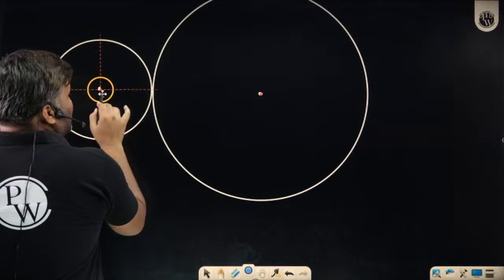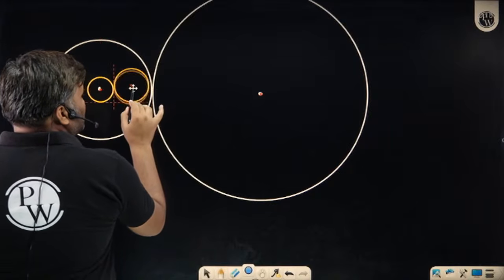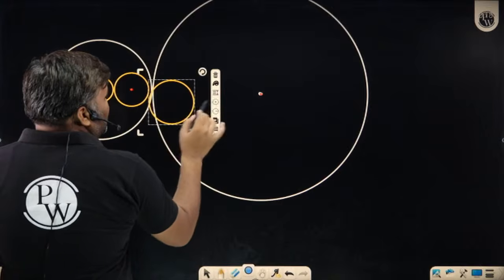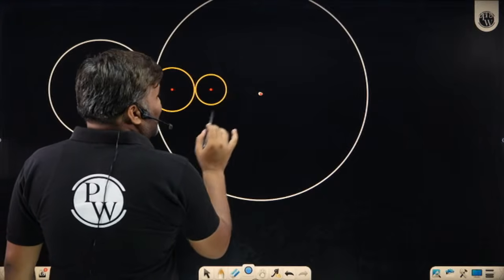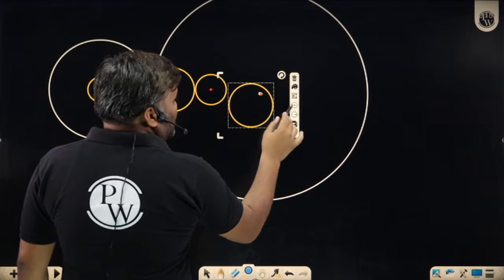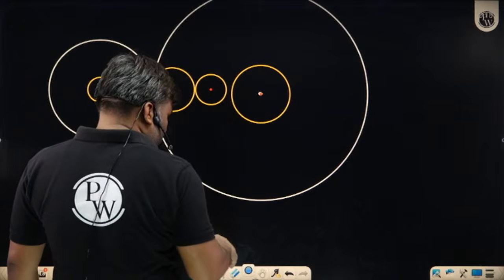Sir, I have one gear, it is driving another gear, it is rotating, now it is driving some other gear, it is driving some other body. We can have these kinds of situations also. And finally we have this kind of situation.